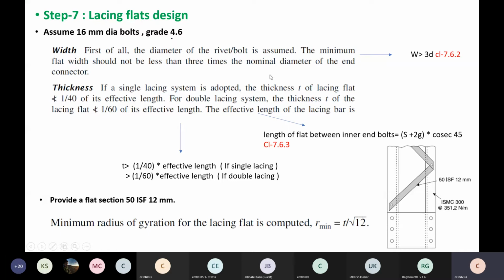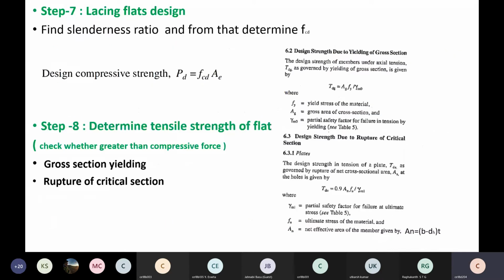Can you please check it? You will get the slenderness ratio as 115. Since the slenderness ratio for the lacing system should be less than 145, whatever we got will be less. So then we'll move on: for the 115 L by R we got, we will determine what is the FCD. Similar pattern as we have followed in step 2 and step 3.